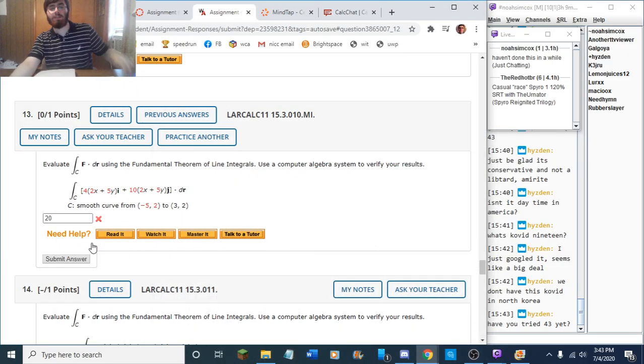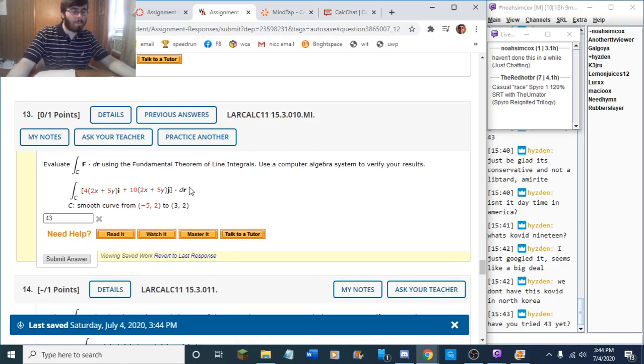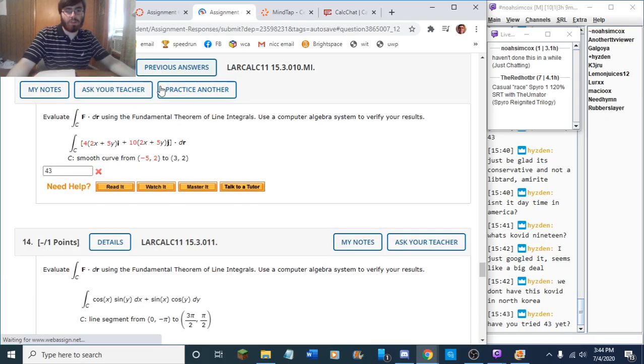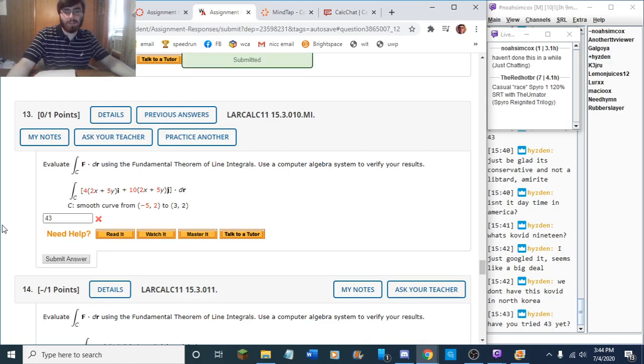You know what? Just to entertain you, I will try 43. Wait, let me just make sure I have enough attempts to do that. Yeah. Watch this. 43 is not going to work. You yourself said this, because 36 was the correct answer for the other one. So there, I tried 43. It didn't work.